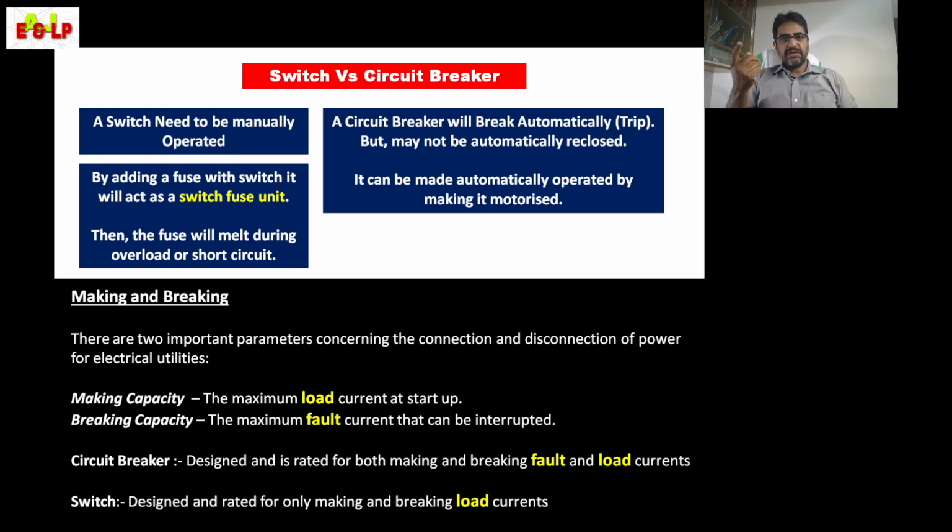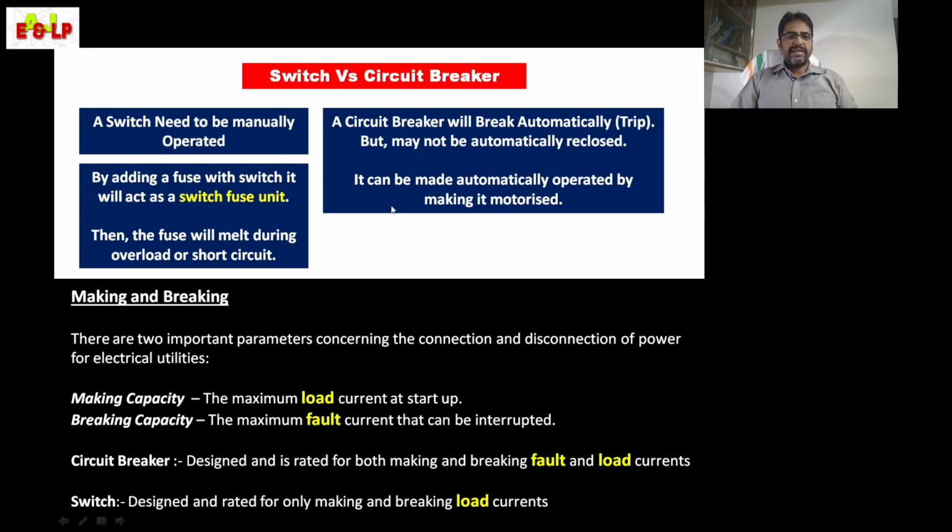Next is making and breaking. Making means making on the circuit, and breaking means breaking the circuit in abnormal conditions, just like a short circuit. So a switch will have making current only, but a circuit breaker will have both ratings, making current rating or making capacity, and breaking capacity. Making capacity is in the range of amperes and breaking capacity in the range of kiloamperes.